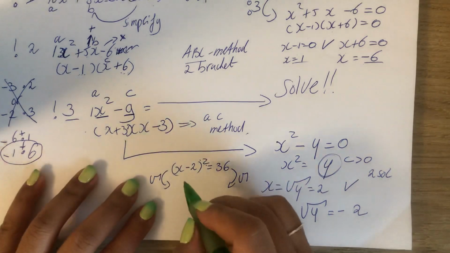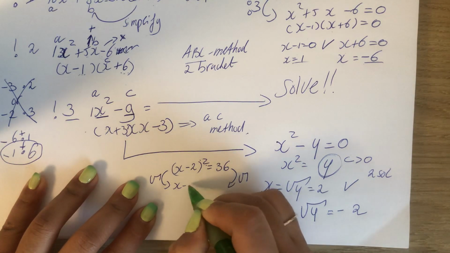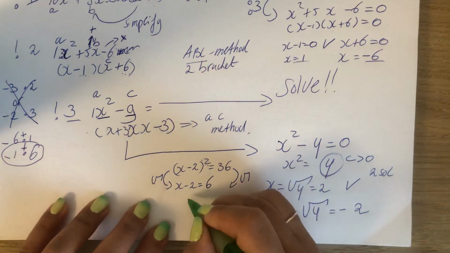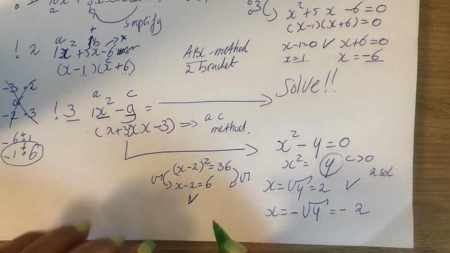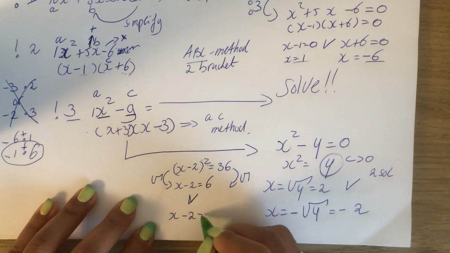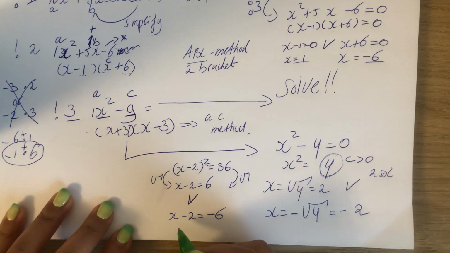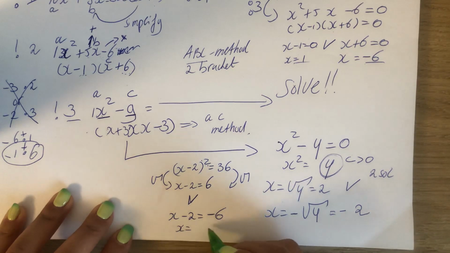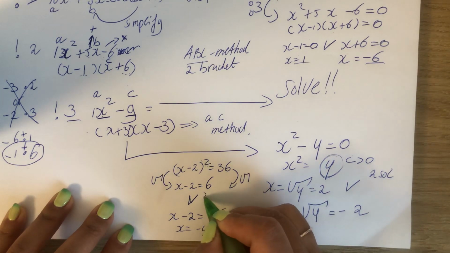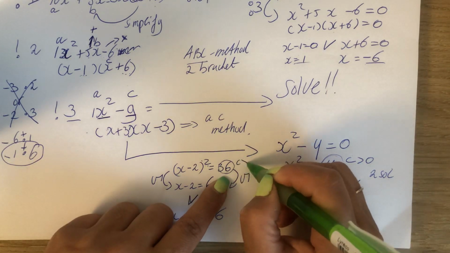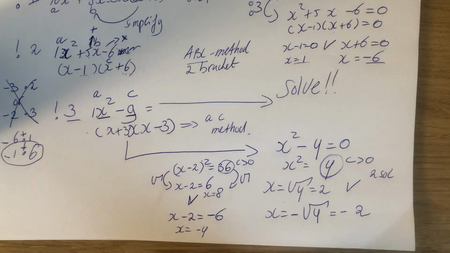Square root means I get left with x minus 2 is square root 36, or there's a second solution, x minus 2 is negative 6. And then you can continue. Eventually you get x is minus 4, and over here x is 8. But what we did here, once again, this C is more than 0, so we have two solutions.